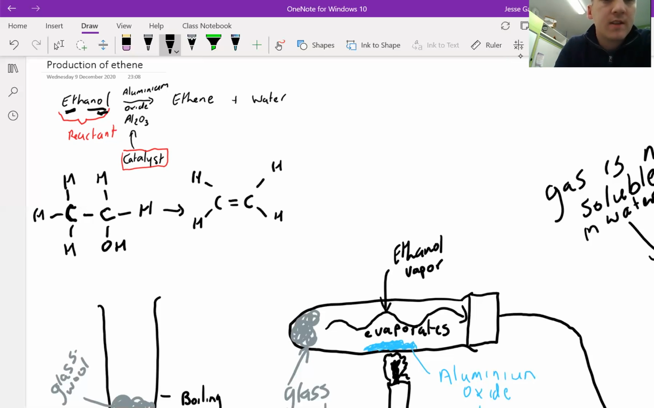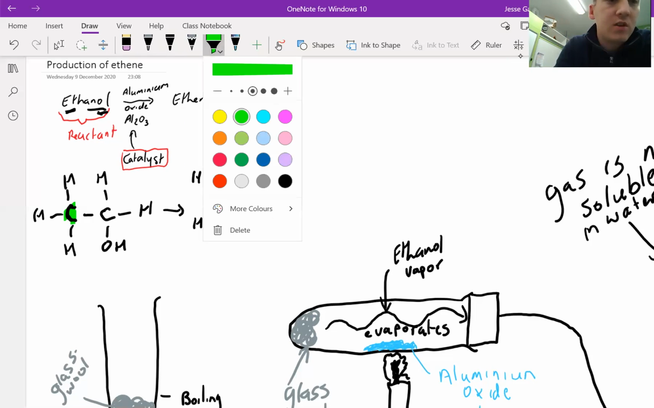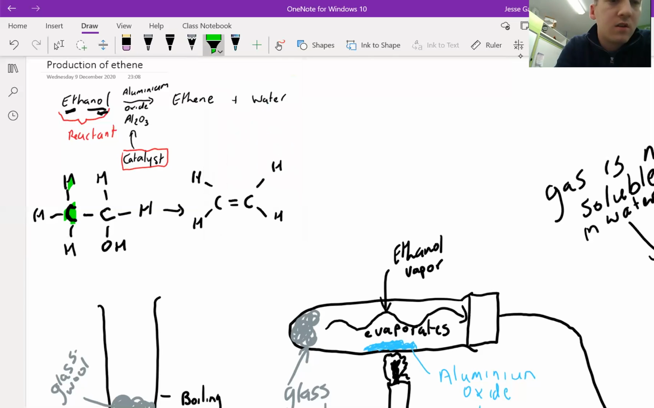Now, hopefully what you can see is that it's the same kind of parent molecule. It's still got 2 carbons, but we've formed this double bond in between. And now the carbons are only attached to 3 atoms altogether. Over here, the carbons are attached to 4. So if I was to just highlight for a second this carbon here, this carbon is attached to these 4 atoms. 1, 2, 3, 4.